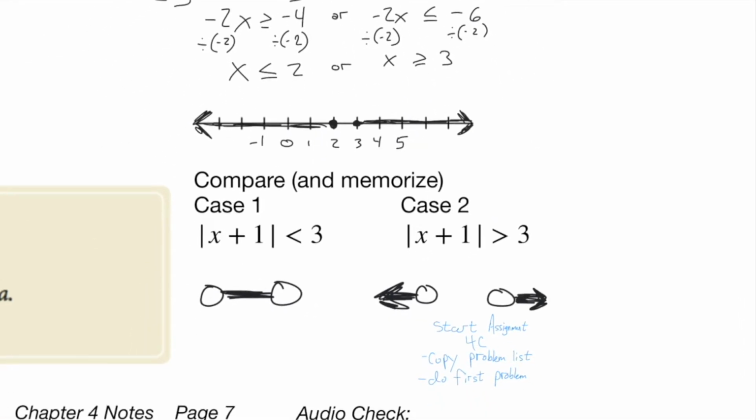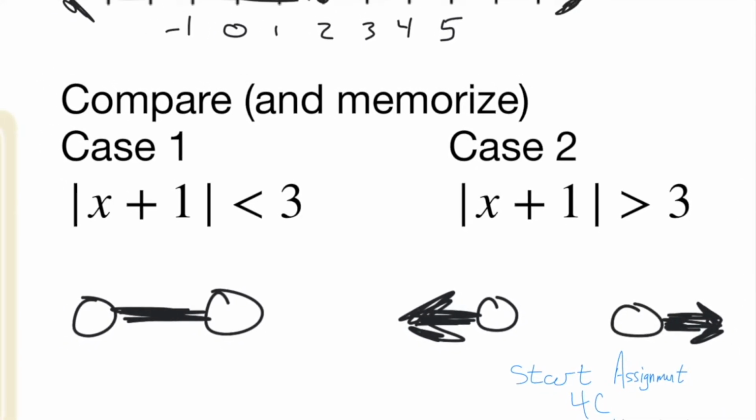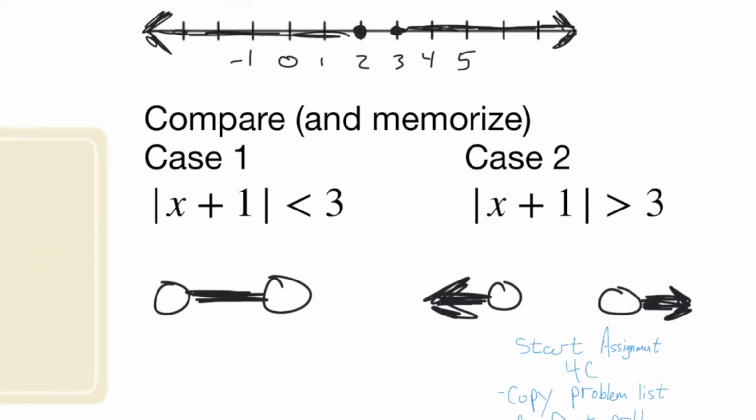So let me show you the two different cases that we're going to have. I want you to compare these. If you see something like the absolute value of x plus 1 is less than 3, for example, it's going to be an inequality that gets shaded like this, a conjunction. It might be an open dot or it might be a closed dot, but anyway, you have two dots and you're shading in between. The exact opposite is true here. If it's greater than or equal to, then you're going to have these dots and shade to the outside. We'll talk more about that in class if you like.